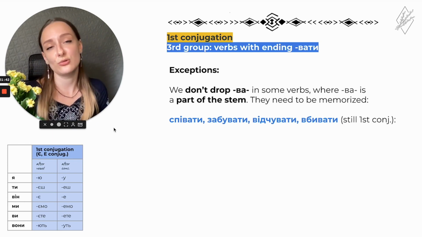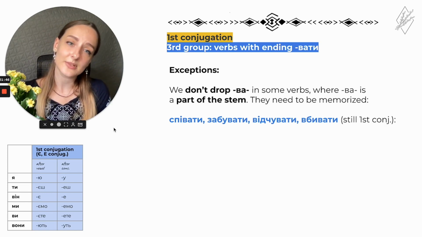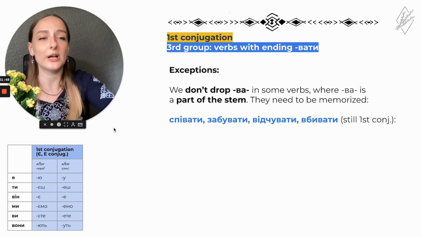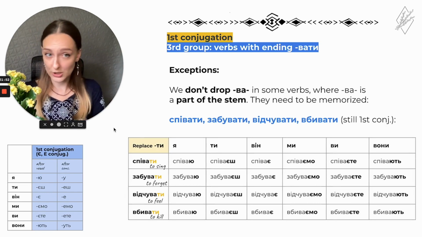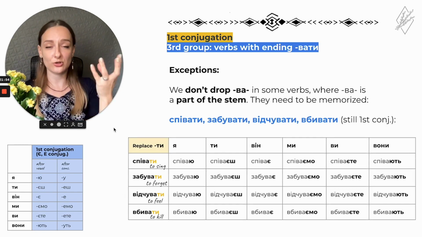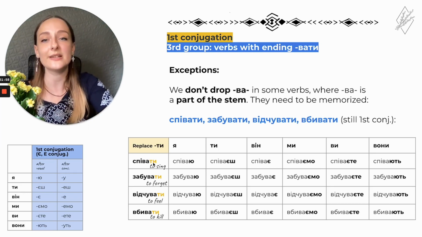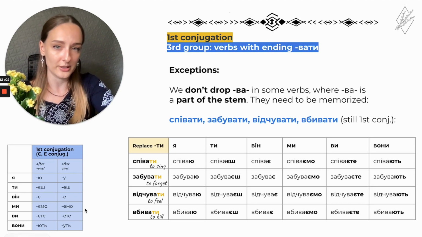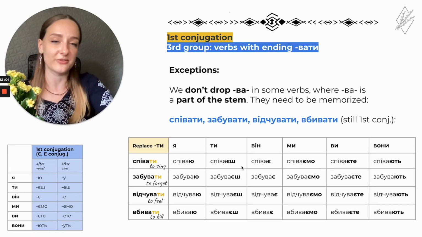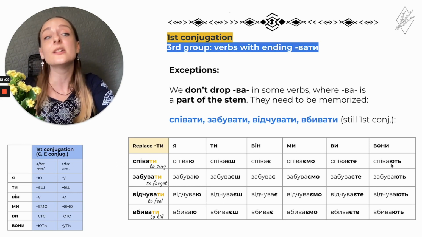Which you need to know on A1 level is співати, забувати, відчувати та вбивати. They are still first conjugation, but we drop only the ending ти. Right? Співати, I drop ти, and add our usual endings. Співаю, співаєш, співає, співаємо, співаєте, співають.